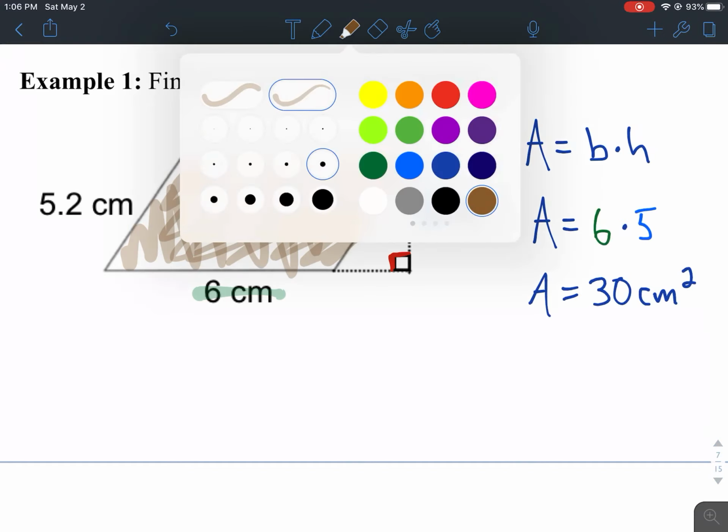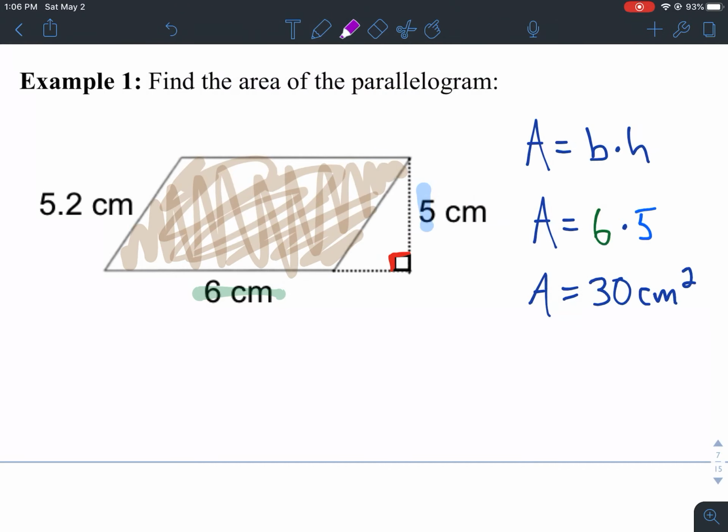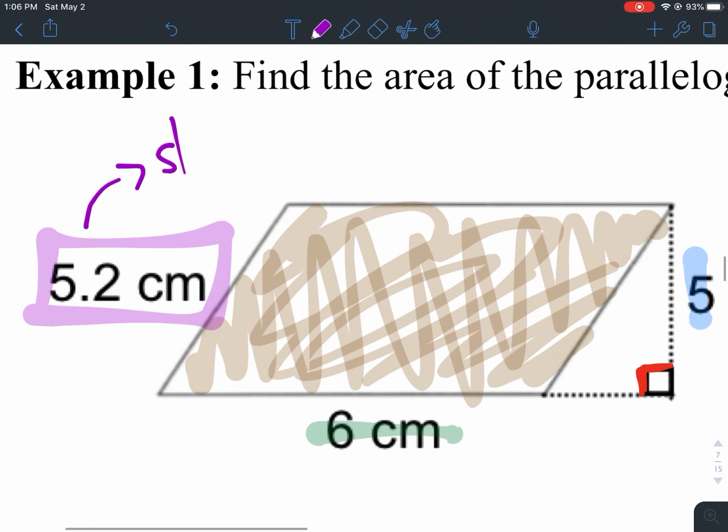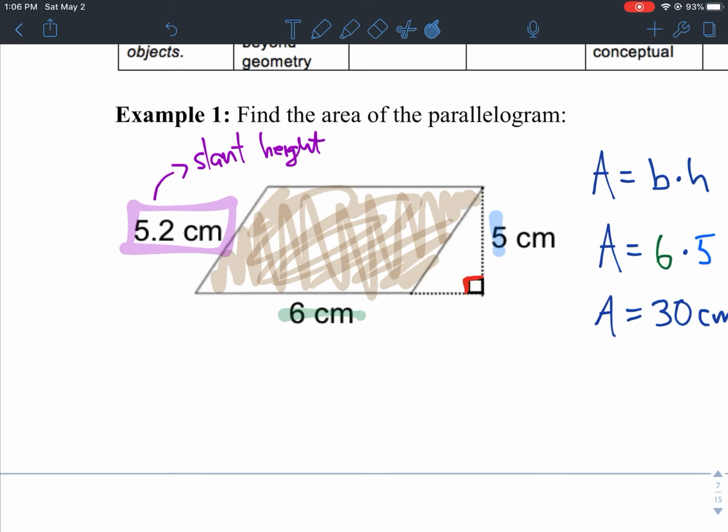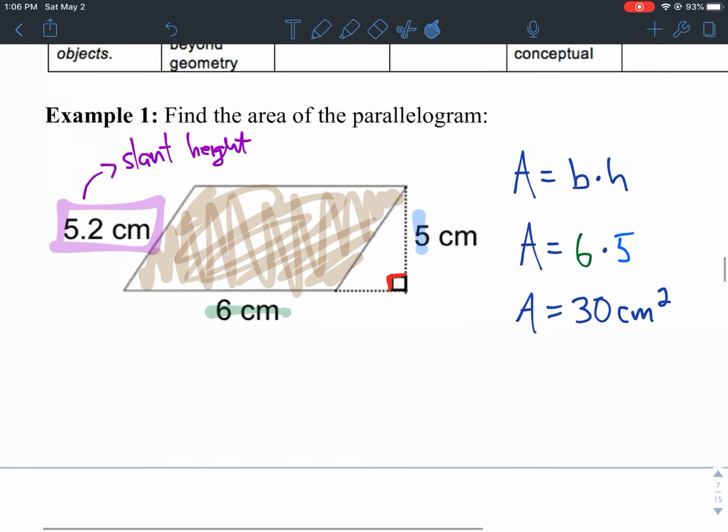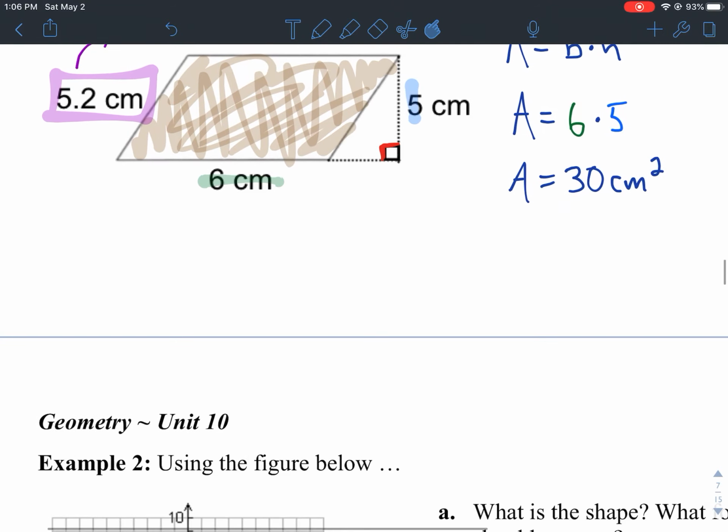Alright, so again, in this problem, the 5.2 is kind of there to throw you off, is what you call your slant height. Now when we start looking at other problems like volume problems, we're going to talk about that a little bit more specifically, but for right now, you don't have to worry about it. But again, when you're just dealing with area of a parallelogram, it's kind of there to throw you off.